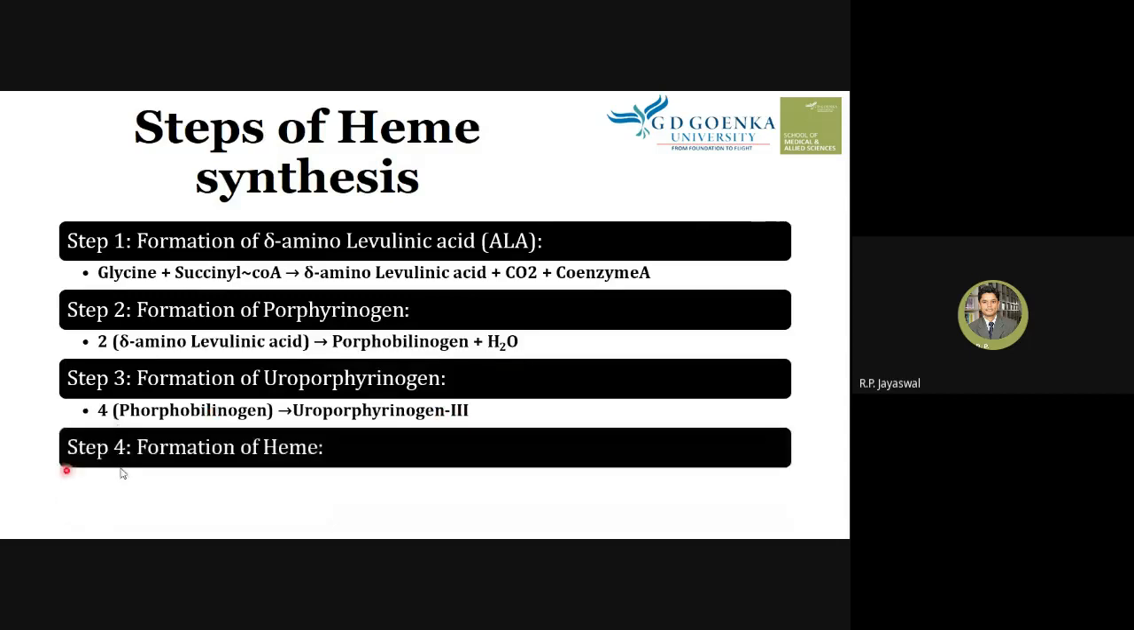In the fourth step, we get the heme formation. So how is it formed? The uroporphyrinogen III is further converted to protoporphyrin IX, and we get 6 molecules of carbon dioxide as a byproduct. And here protoporphyrin IX combines with an iron molecule, and we get a heme molecule. So at last we have got heme when protoporphyrin IX binds with iron.